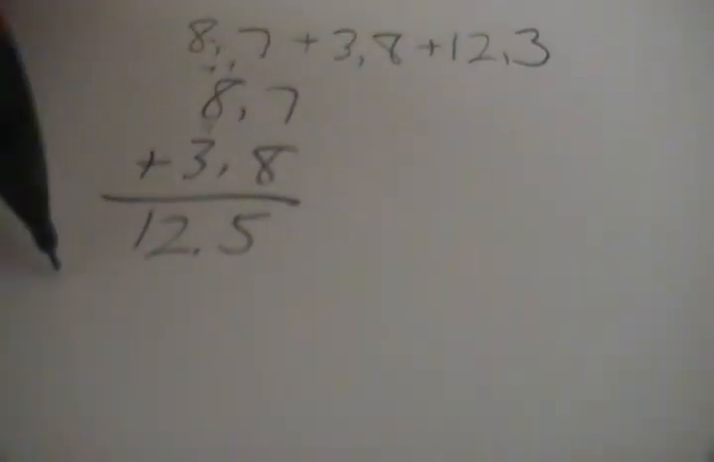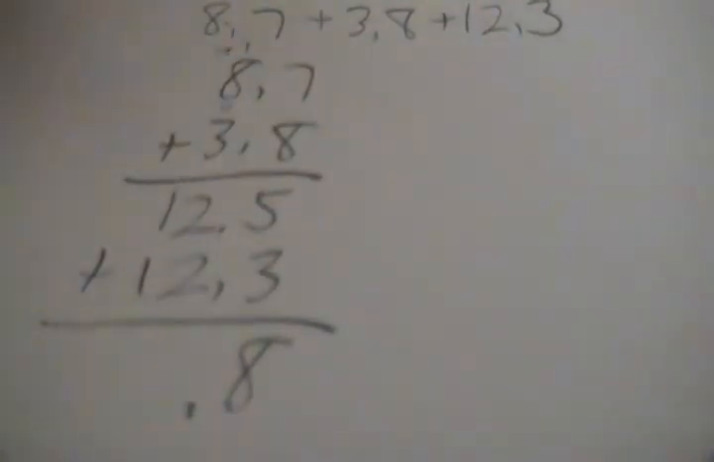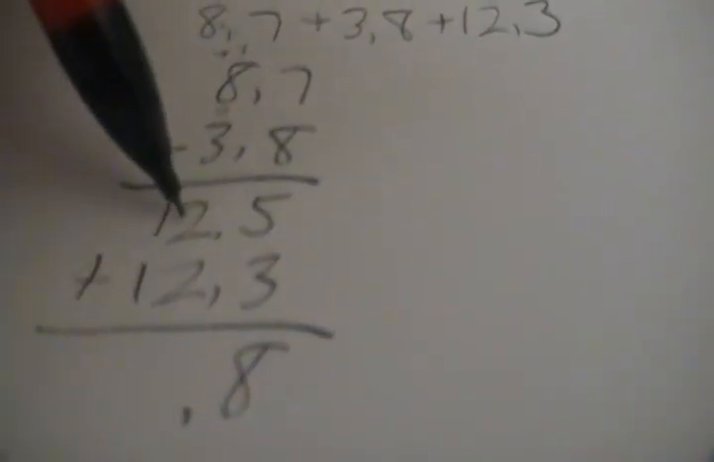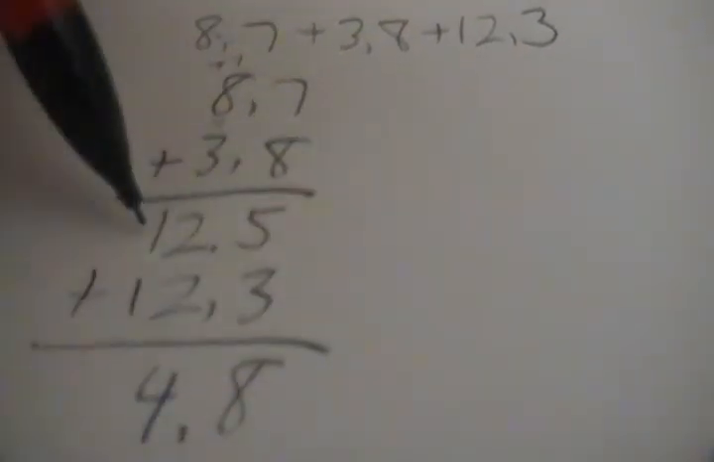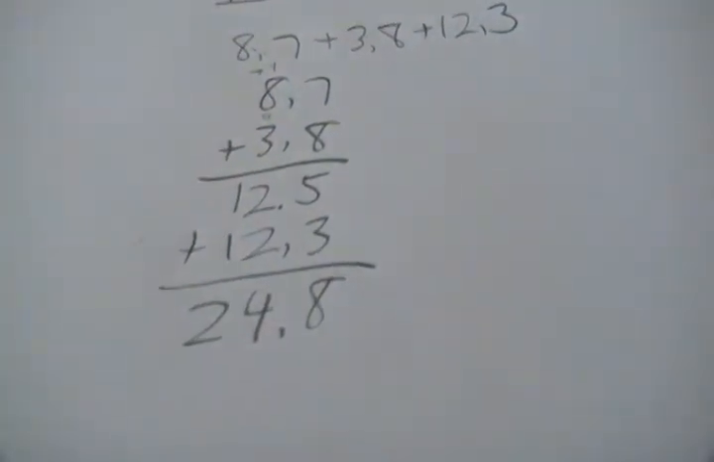Now we add that to 12.3, which is that number right there. So let's add those numbers. 5 plus 3 is 8. Alright, put a decimal point, and then 2 plus 2 is 4. 1 plus 1 is 2. Okay, so the final answer is 24.8.